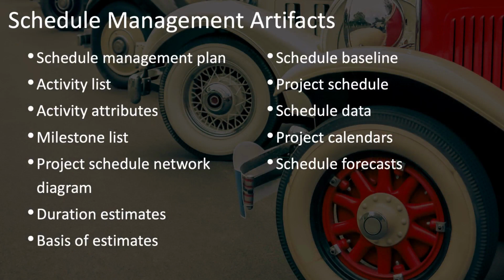Now that we've looked at scope, it's time to switch gears and look at schedule management artifacts. These include, of course, the schedule management plan, also the activity list and activity attributes, the list of milestones, your project schedule network diagram, your duration estimates and basis of estimates, and of course, your schedule baseline. Your project schedule, your schedule data, all of your project schedules, and after planning, you'll have schedule forecasts.